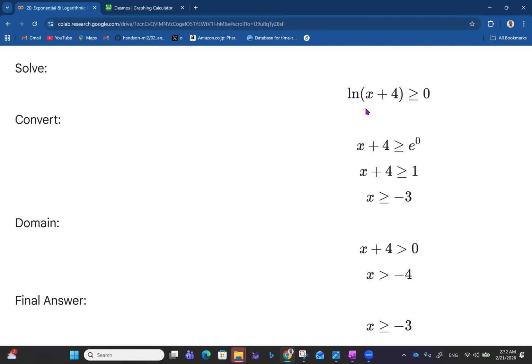The next, solve ln of x plus 4 greater than or equal to 0. Of course, just stick to exponential form. So you have x plus 4 greater than or equal to e raised power 0. That means x plus 4 is greater than or equal to 1. So subtract 4 from both sides. So you have x greater than or equal to minus 3.